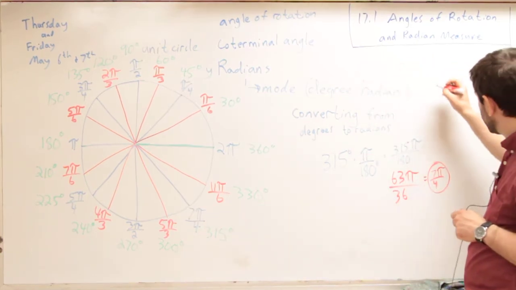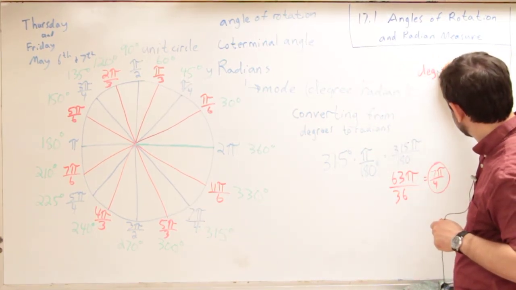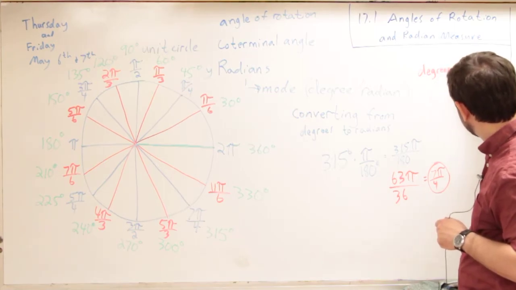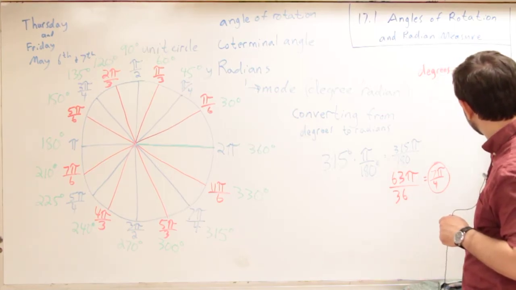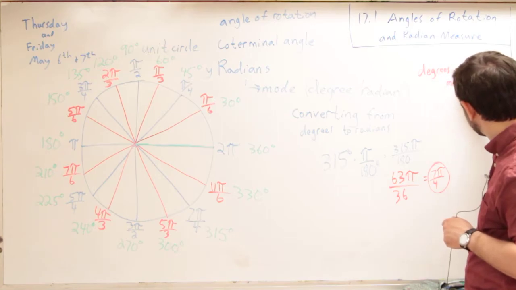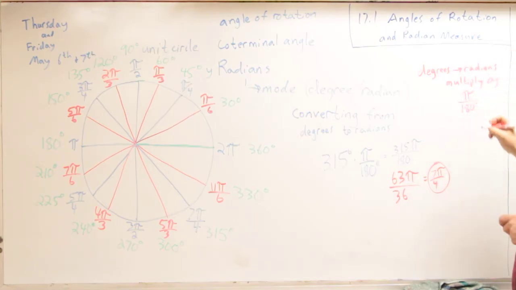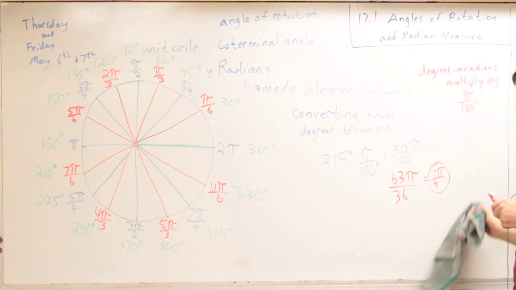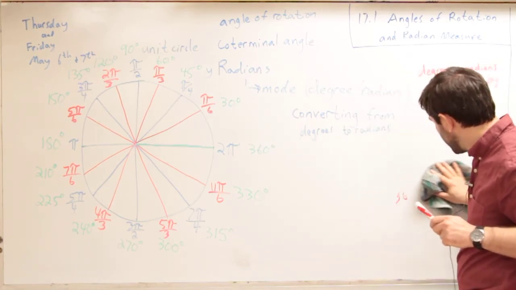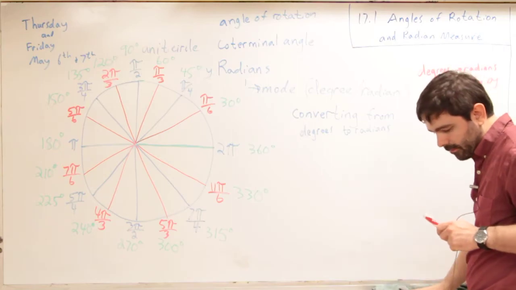And that's 315 degrees. And that's just what we get over here. So degrees to radians, multiply by pi over 180 degrees. That's our pattern here. Now what if we want to go radians back into degrees?